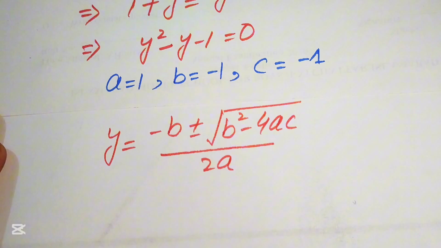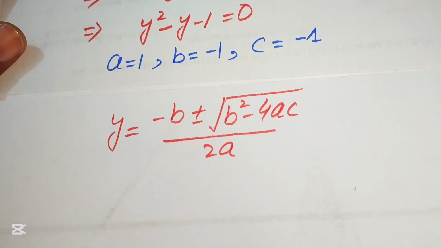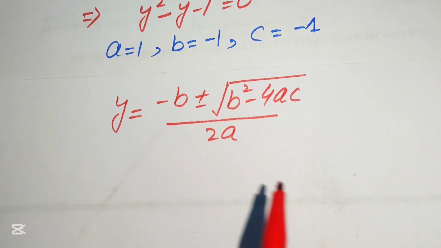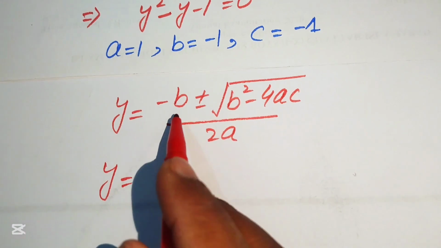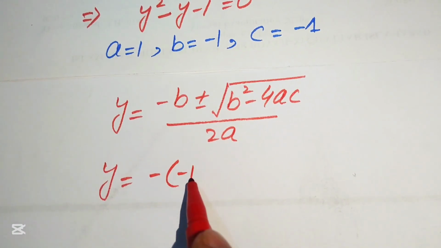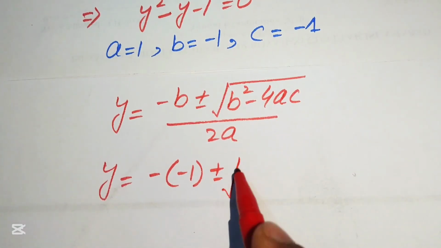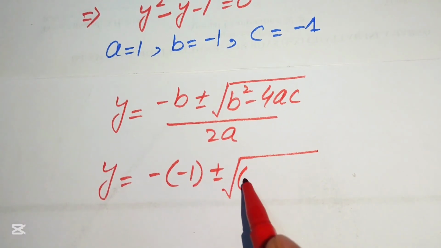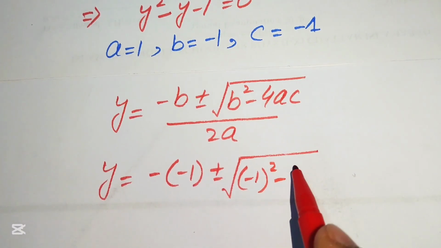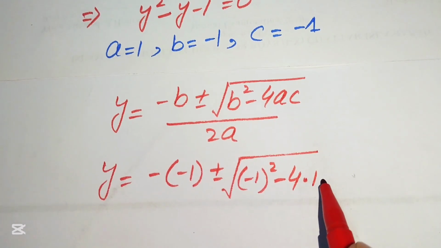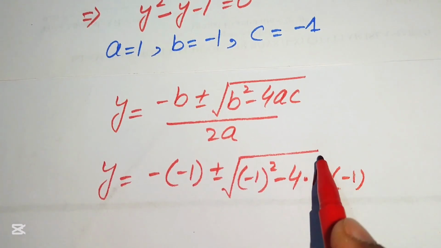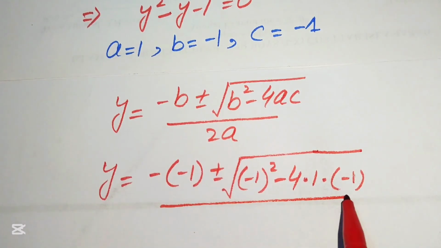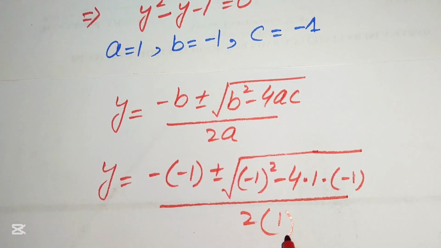This is our quadratic formula, and now we need to substitute the above coefficients of a, b and c here. We write it as the value of b is minus 1 plus minus square root of b square. So the value of b is also minus 1 square, minus 4 times of a is 1 and c is minus 1, and it is divided by 2 times of a.